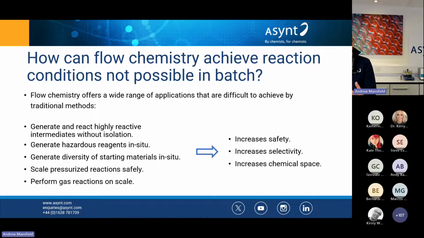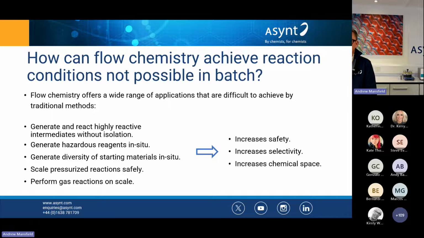We can use that idea of accessing all of these different chemistries that we can get benefits from to create diversity, whether that's in our starter materials. As I said, we can create material that isn't readily available, that will give us advances or benefits over our competition.